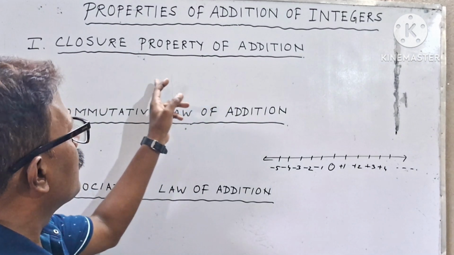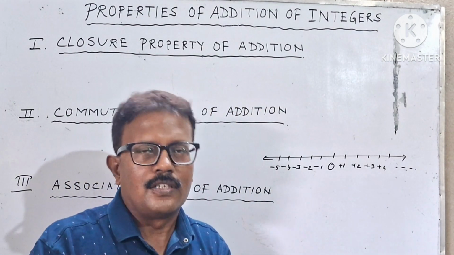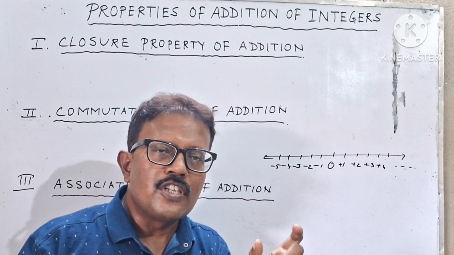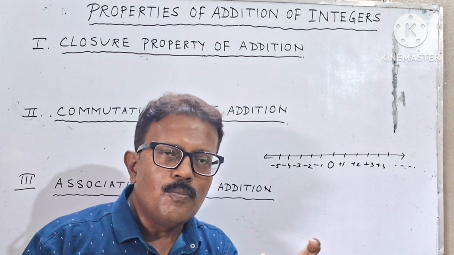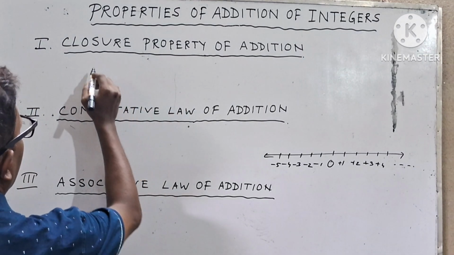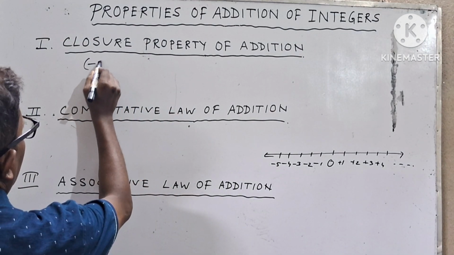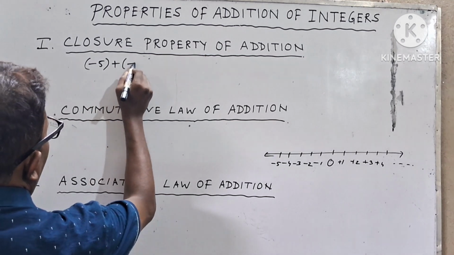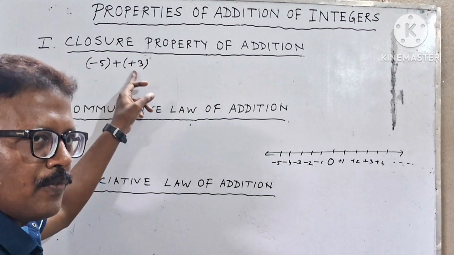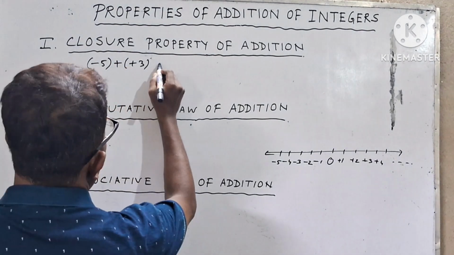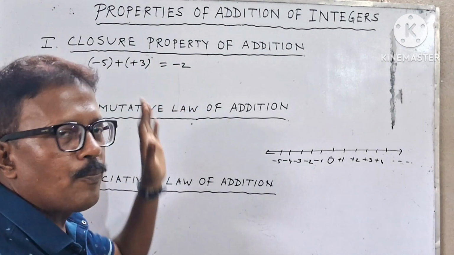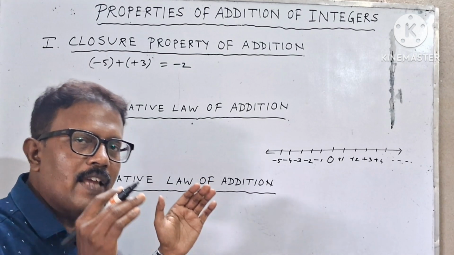The first property is the closure property of addition. And what is it? What is the closure property? The closure property is that the sum of two integers is always an integer. Let us take two numbers, that is minus 5 and plus 3. The addition of these two integers is equal to minus 2, which is also an integer, and this is the closure property. Here the closure property holds.